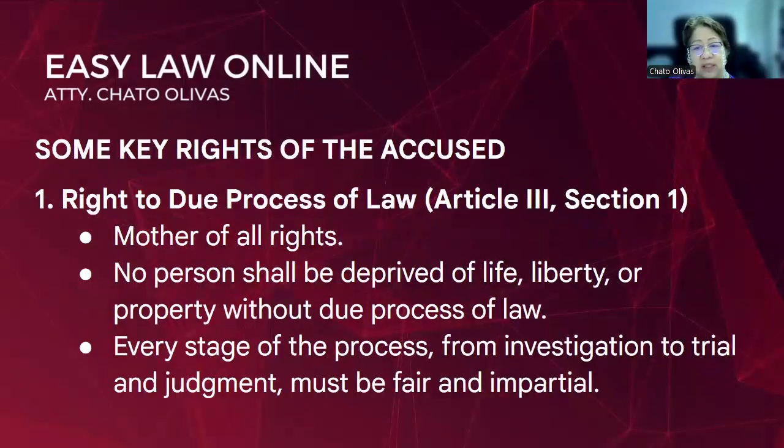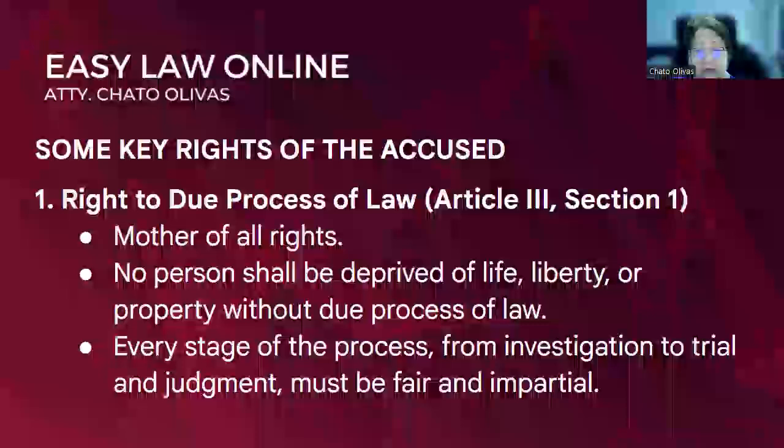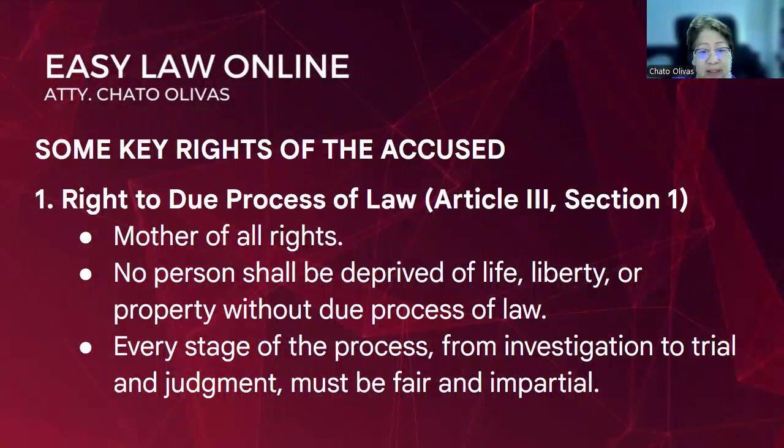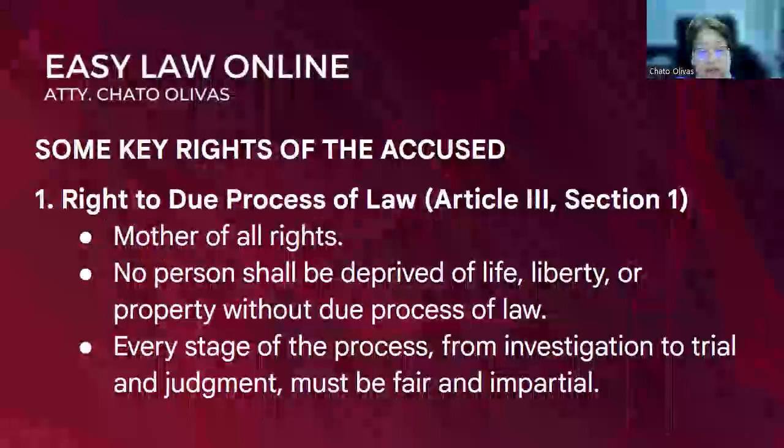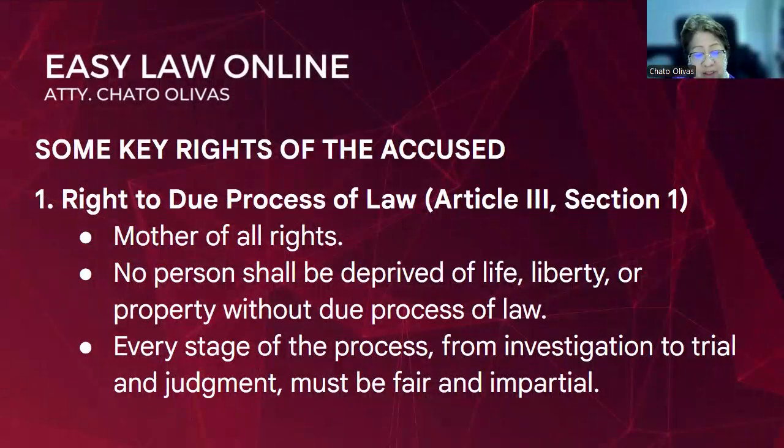Now, let us enumerate some key rights of the accused according to the Bill of Rights. Number one, we have the right to due process of law. This is found in Article 3, Section 1, and this is known as the mother of all rights. It dictates that no person shall be deprived of life, liberty, or property without due process of law. In a criminal context, this means that every stage of the process, from investigation to trial and judgment, must be fair and impartial. This right is the guiding star for all other procedural rules.